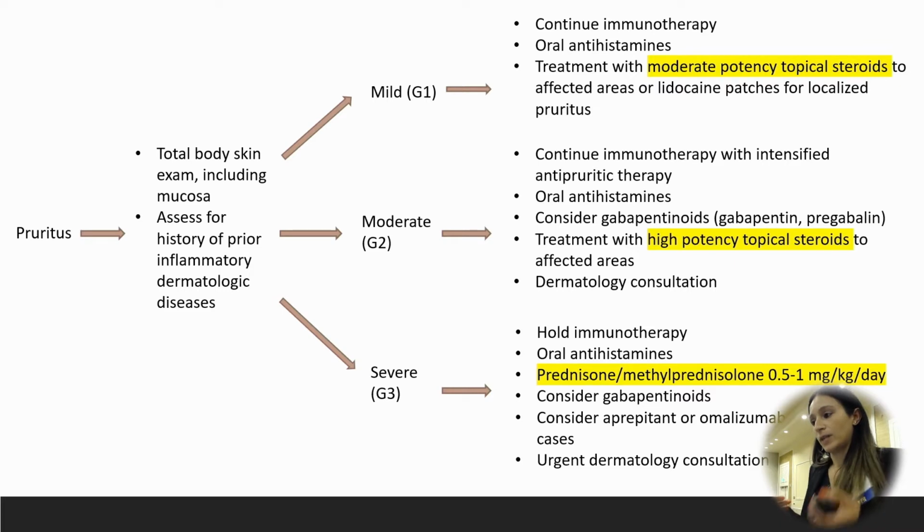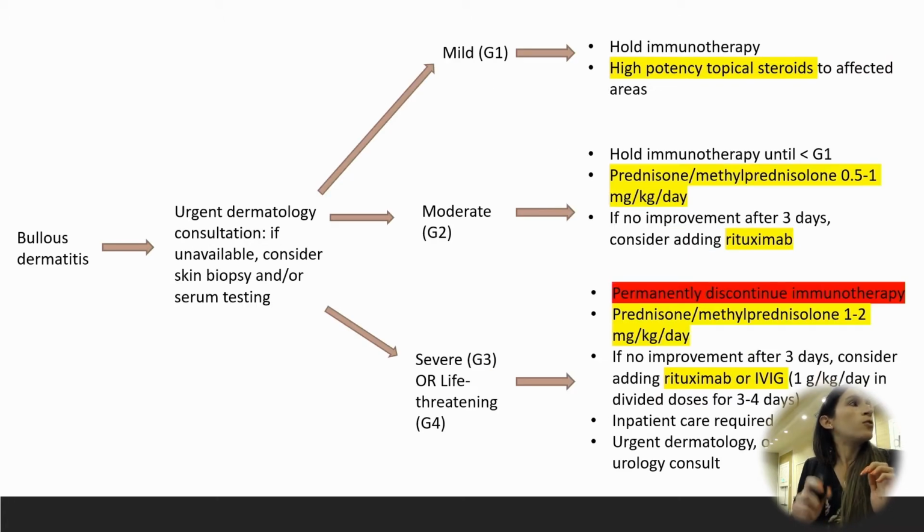Pruritus, the same thing. It's pretty much just the same that we saw for the other one. For bullous dermatitis, this is a little more complicated. For mild, we are already going to treat the patient with high potency topical steroids. For grade 2, which is moderate, we're going to do already PO steroids or even IV. And if there's no improvement after 3 days, we're going to do rituximab. And for grade 3 or grade 4, we might have to permanently discontinue the immunotherapy.